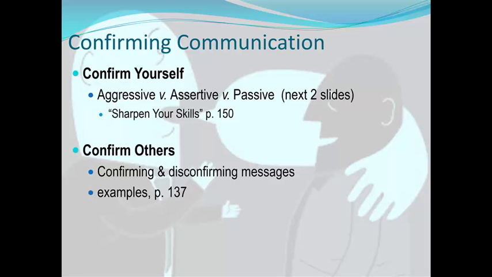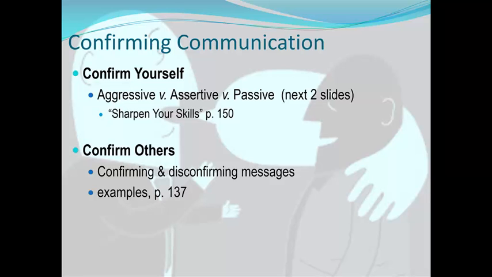With the idea of conflict and building a supportive climate comes this idea of confirming communication. We both need to confirm ourselves and we need to confirm others. On some of the previous slides, we've seen discussions of aggressive versus assertive versus passive, so we'll spend some more time with that. Check in your book for the Sharpen Your Skills box on page 150 to look at what it means to be assertive. Assertive is really the goal that we're going for here.